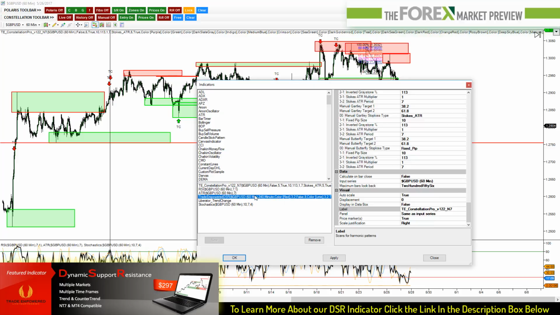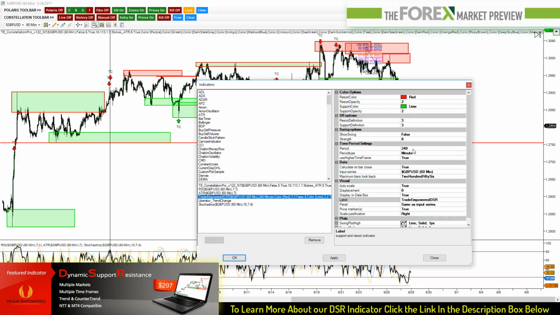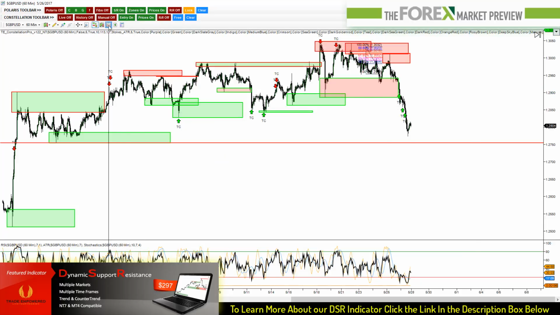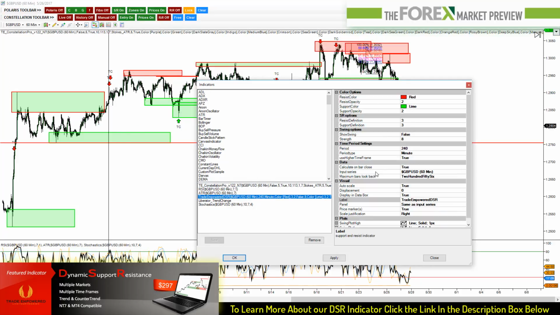I don't even know what I have it set on, but you can set it towards different time frames. Right now it's set to the 240. So these boxes are essentially showing me support and resistance levels off of my 4-hour time frame. If I wanted to do it for my trading time frame, let me just put in a different one.